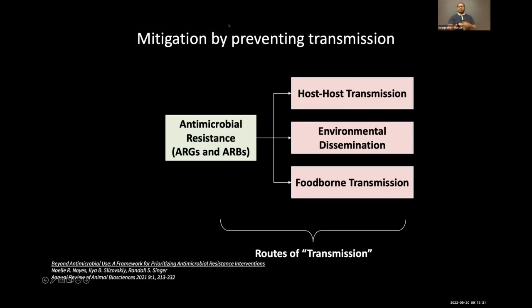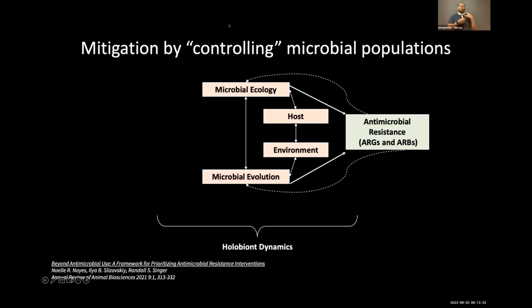I think there's another area where we can talk about mitigation, and that's mitigating through, the word controlling is probably not perfect, but somehow managing microbial populations. The reason we focus on this for mitigation is because if we can somehow predict or nudge or control the way that bacterial populations evolve or their ecology, we can potentially control the resistance profile that we see within a given environment, be that a production system, a human hospital, or wherever we're looking.